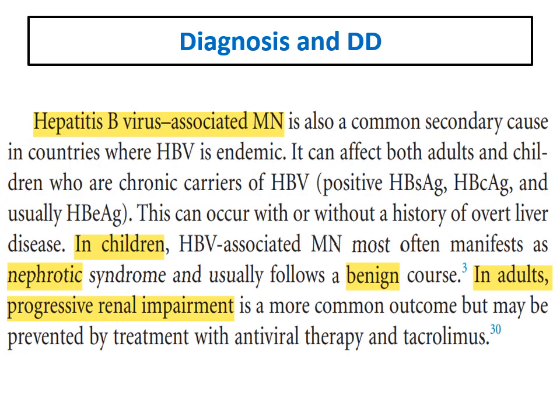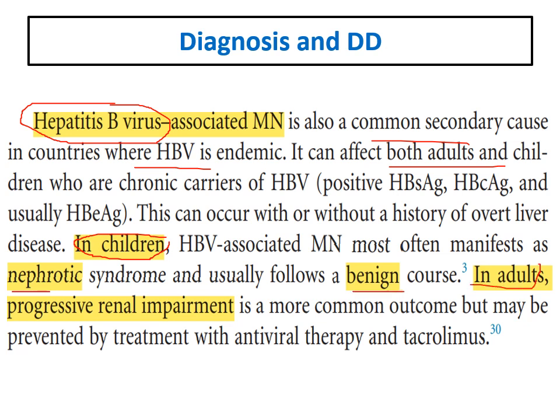What about hepatitis B associated membranous? Hepatitis B virus is a common secondary cause in countries where hepatitis B is endemic. It can affect both adults and children with different outcomes. In children, it usually presents with nephrotic syndrome and follows a benign course, while in adults it is usually much more aggressive, with progressive renal impairment in most cases, with a good response to antiviral treatment and tacrolimus.